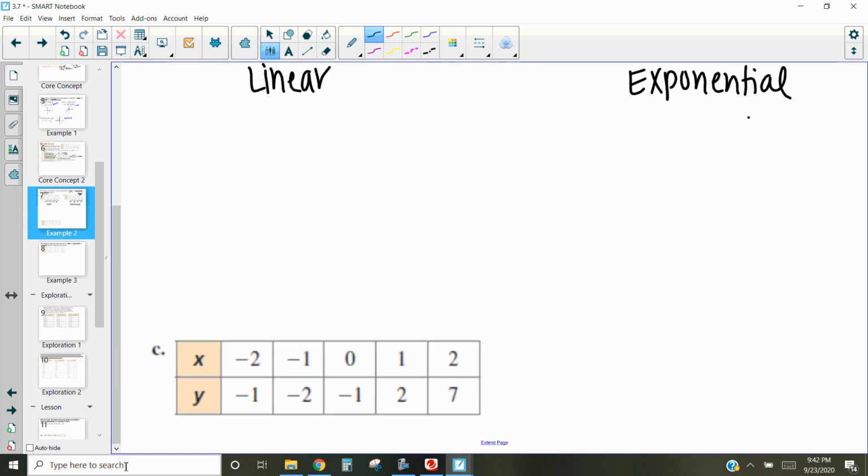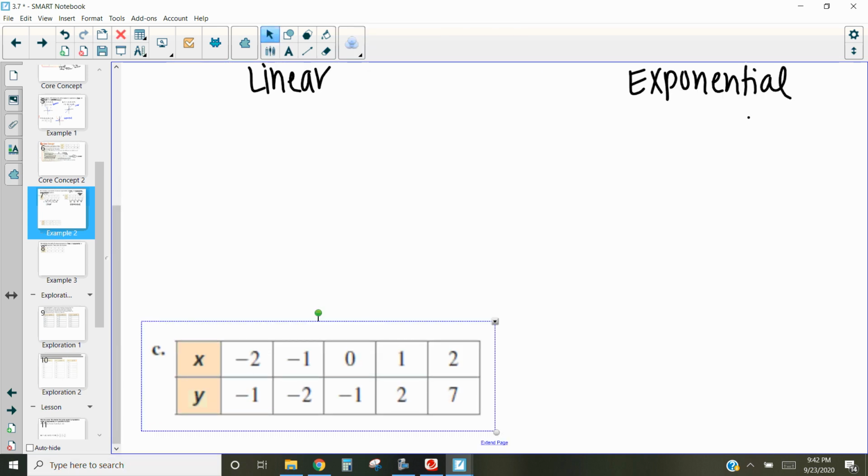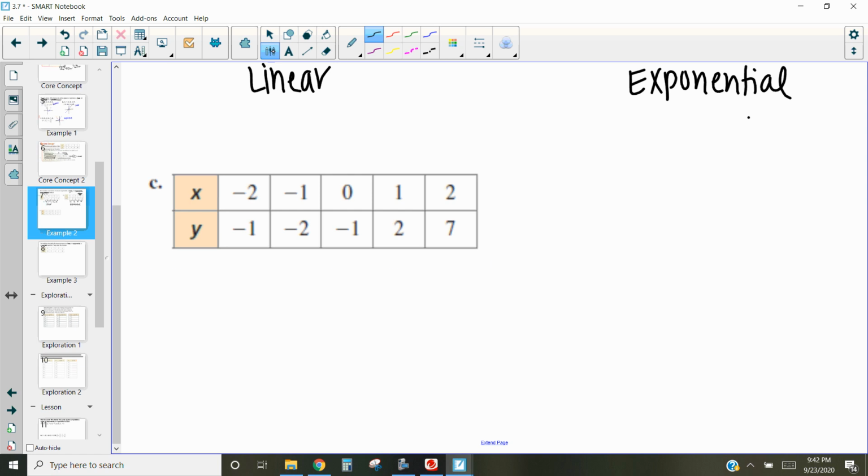Now let's look at this last one down here, this C. I want to look at the difference of these. Right here, how do I go from negative 1 to negative 2? Well, I subtract 1. How do I go from negative 2 to negative 1? Well, I add 1. And then negative 1 to 2, well, then I'm going to add 3. And then 2 to 7, I have to add 4.